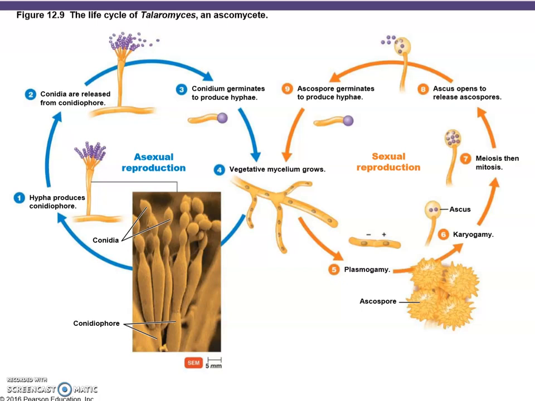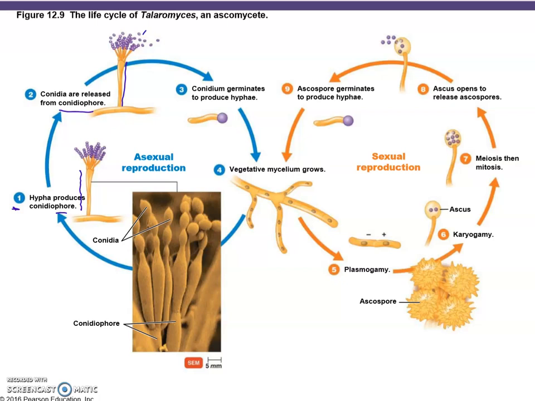Let's review the life cycle of an ascomycete real quick again because we got cut off on the previous part. So we're starting here on 1 with a hypha that produces conidiophores. A 4 is the stem part. It's this one part right there. And then the conidia are released from the conidiophore. So the stem part right here, and these conidia are being released, these spores right there.